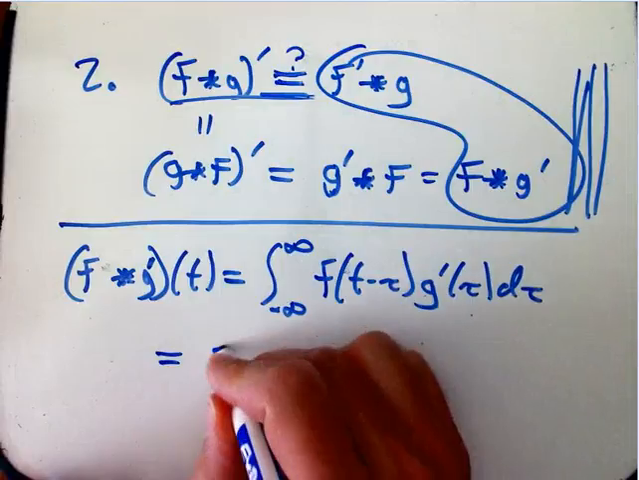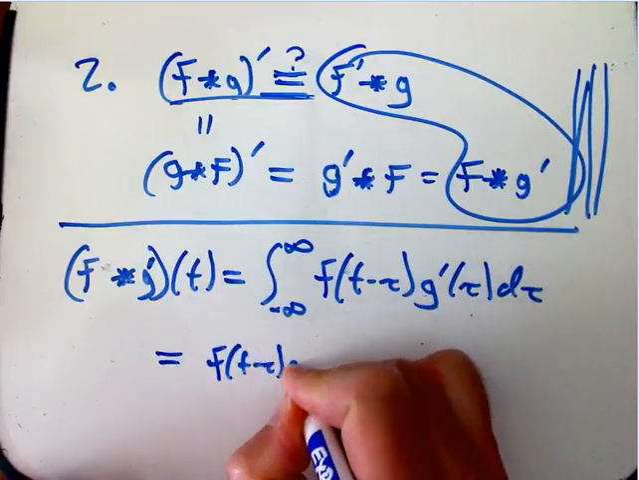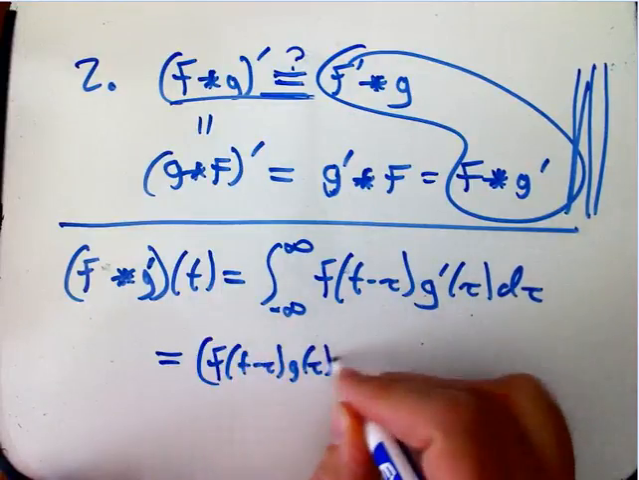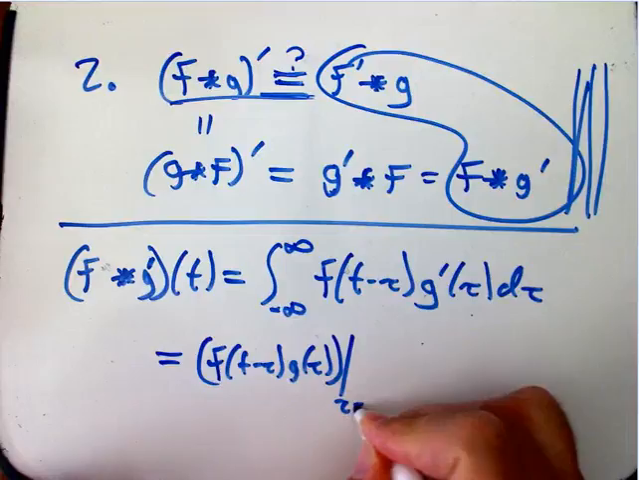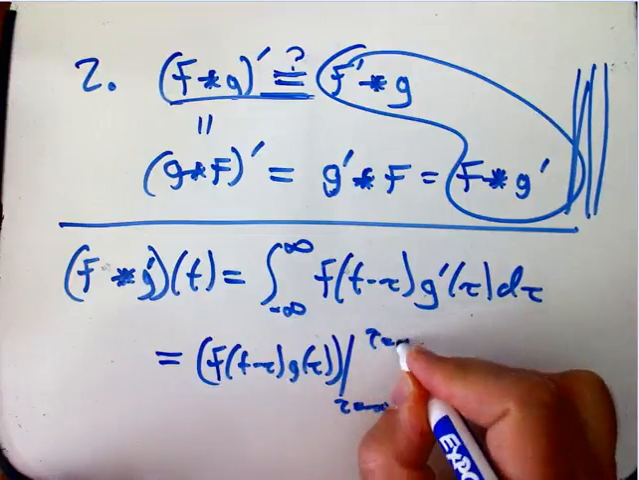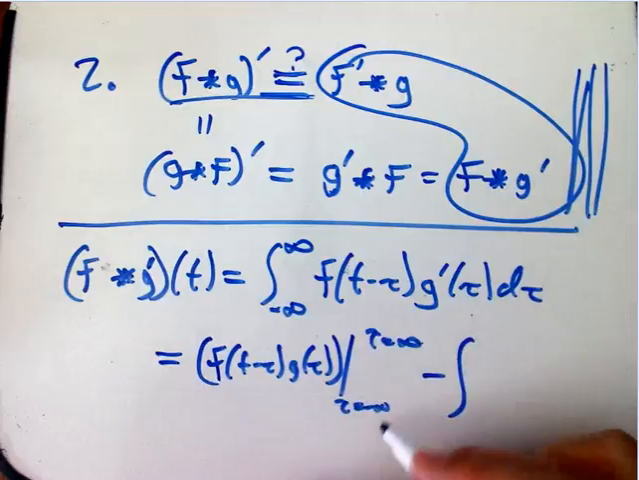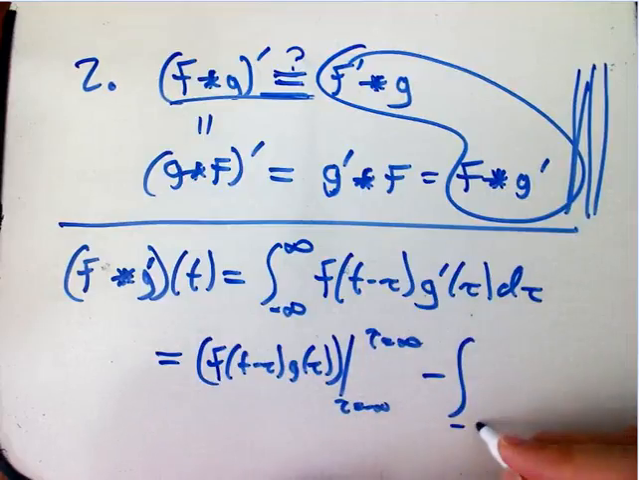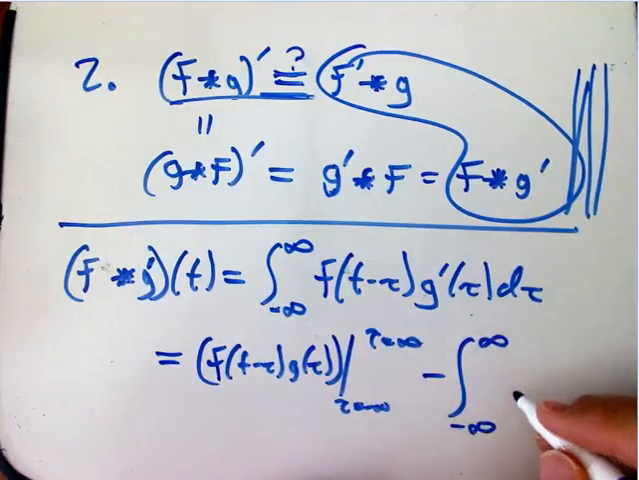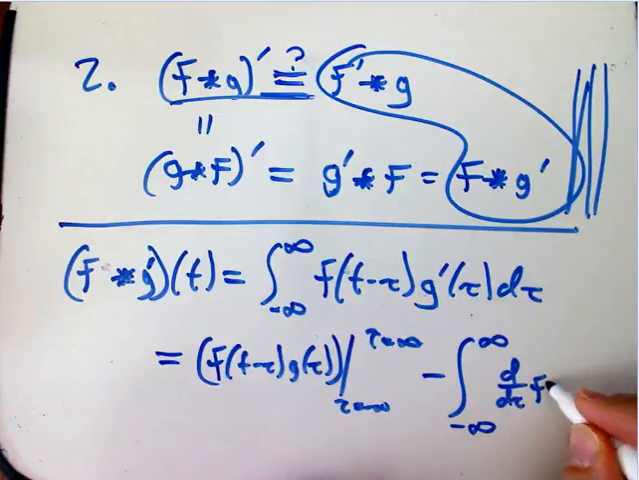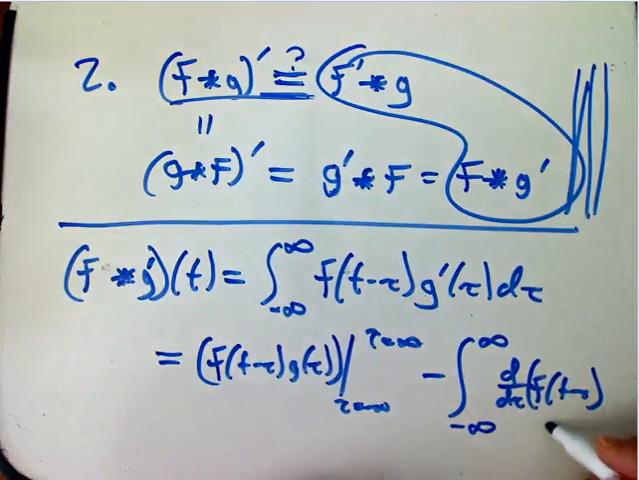Okay, so this is going to be f of t minus tau g of tau evaluated from tau equals minus infinity to tau equals infinity. Those are really limits, of course. You take the limit as some finite version of tau goes to minus infinity or infinity. And then minus the derivative with respect to tau of f of t minus tau, g of tau d tau. Okay, there we go.